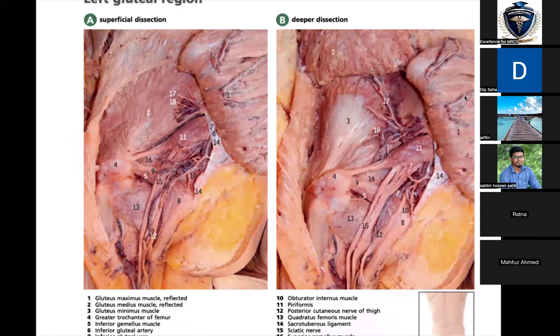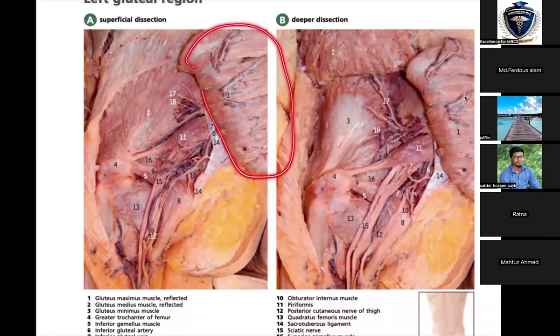Now tell me, what is number one? Gluteus maximus. Yes. Now tell me, what is the insertion of the gluteus maximus? The gluteal tuberosity of the femur. Yes, very good. Excellent. Now tell me, what is number two?